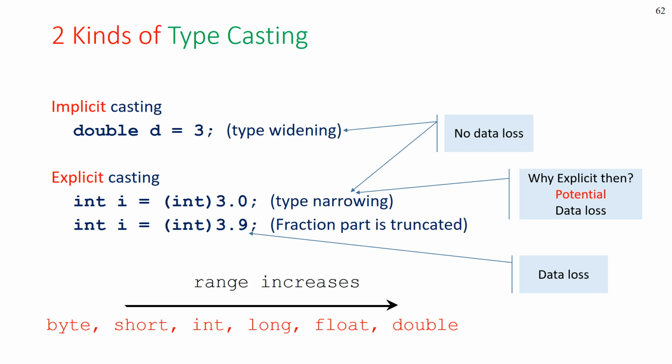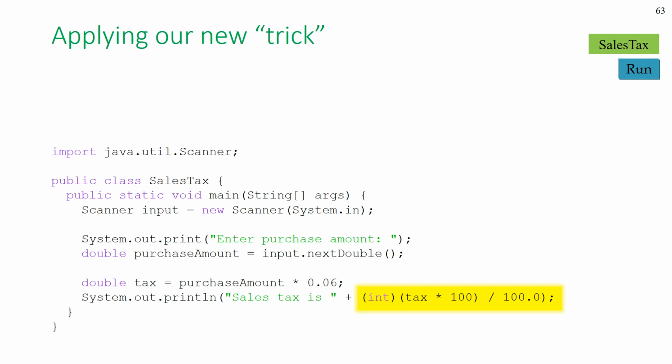Another way to look at it is here's a list of numerical data types. I ordered them from the smallest to the largest. Smallest means the number of bits they occupy in memory, but also the range of values that they can accommodate. Whenever you are going this way, you are doing an implicit casting. Whenever you're going that way, you have to do an explicit casting to avoid the compilation error. So an example of what I mean when I tell the compiler I know what I'm doing: take a look at this piece of code.